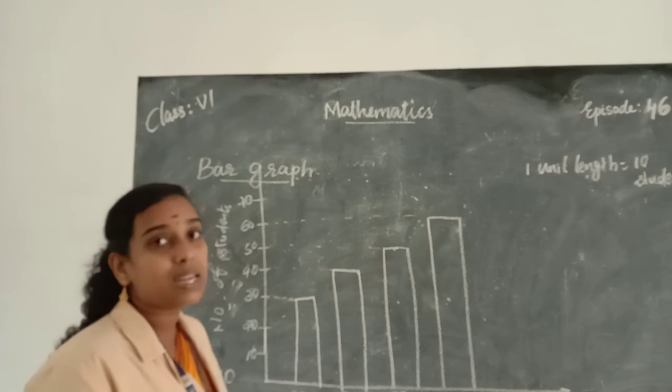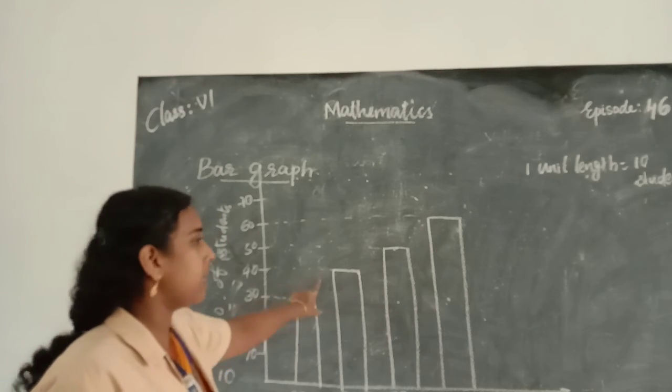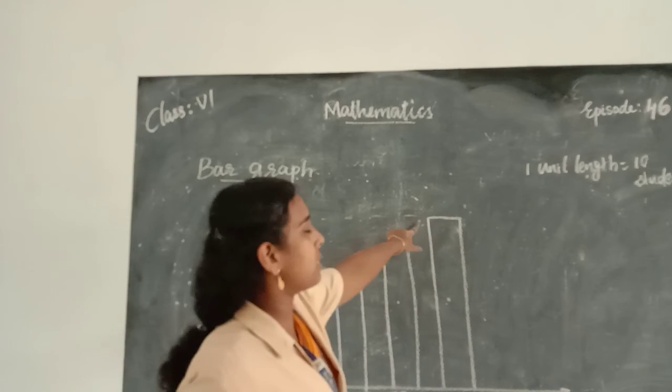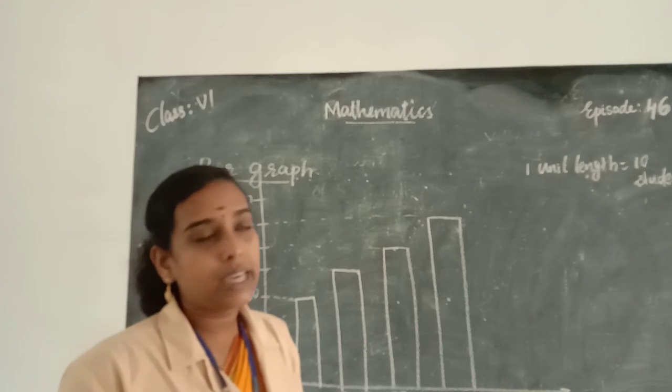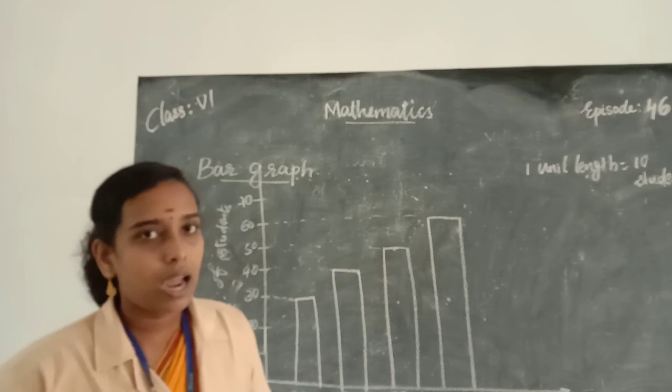There are 10 students added every year. First year only 30, then 10 is added, 40. Then 40 plus 10 is 50, 50 plus 10 is 60. So every year 10 students were added.